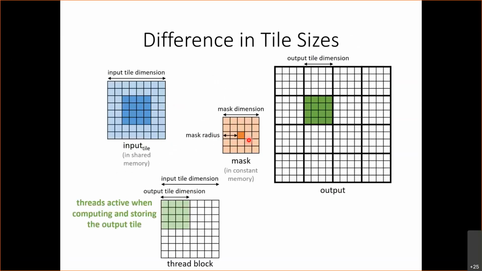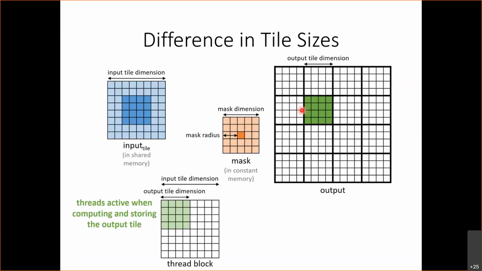So here with tiling, every thread block is going to load how much global memory? Well, it's going to load input tile dimension times input tile dimension. And we said that the input tile is going to be the output tile plus 2 times the mask radius.